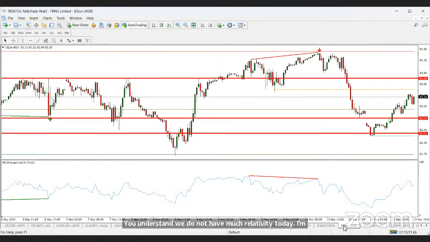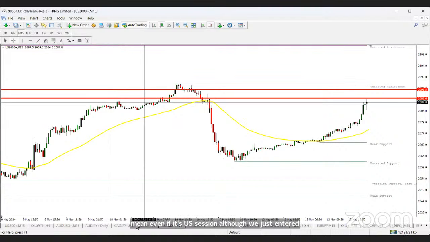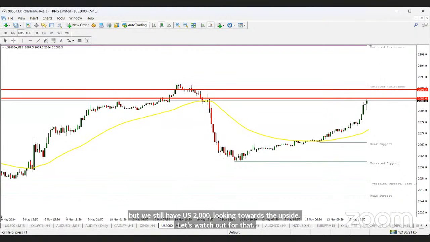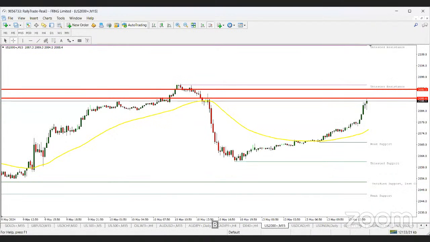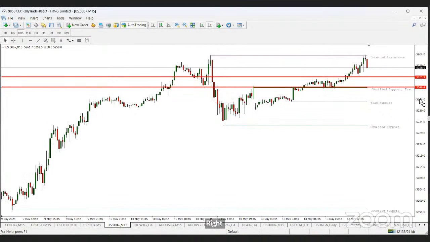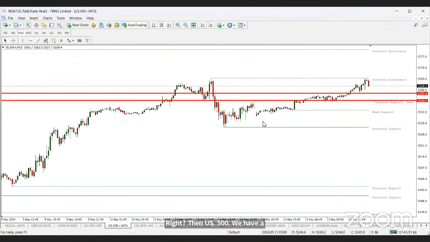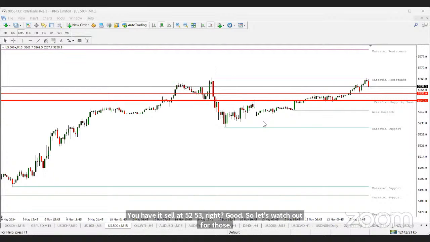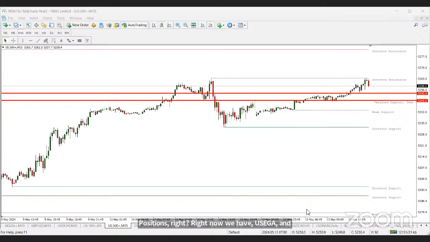Even if it's US session, although we just entered into it, so we cannot say anything yet, we still have US 2000 looking towards the upside. Let's watch out for that buy. We have a buy on US 2000 at 2089, so let's watch out for that, right? Then US 500, we have a sell at 52.53, right? Good. So let's watch out for those positions. Right now we have USD JPY and US 2000 that are already active, so we need to watch out and monitor them.